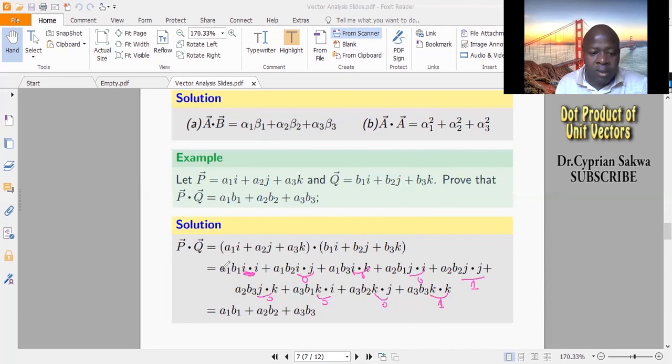So now just to simplify them. This will be 1 times this, so it will be A1 B1. But these others will be 0, apart from this one, which will be A2 B2. Then the others will be 0 again, but this A3 B3 will not be 0. So we've shown that this dot this is this. So we just use the knowledge of the dot product of the unit vectors.